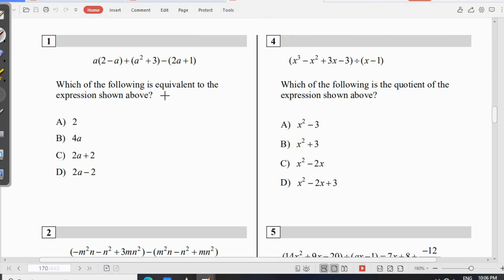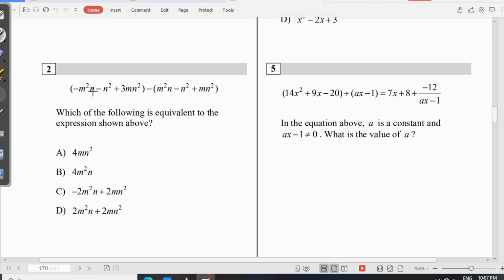So here we have this equation: which of the following is equivalent to the expression shown above? So all you need to do here is to expand this, a times 2 to a minus a squared. Expand each of these and then subtract the like terms. Minus a squared plus a squared is gone, and stuff like that, and get whatever answer you come up with. Alright, question number 2.